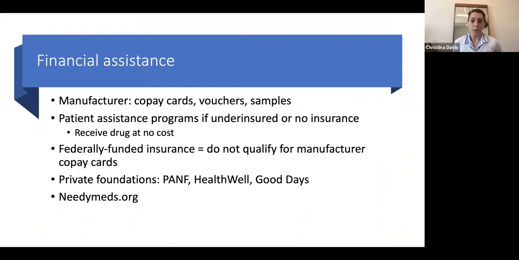The not so great part about these is that federally funded insurance, so anyone who has Medicare or Medicaid, cannot apply for manufacturer copay cards. So in that sense, you will have to essentially get financial help from somewhere else. This is usually from private foundations. I've listed a few here that I use very typically. And then I listed needymeds.org. This is a great website where you just type in the drug name, and if there is anything available, it pops up there. So that's a good resource.